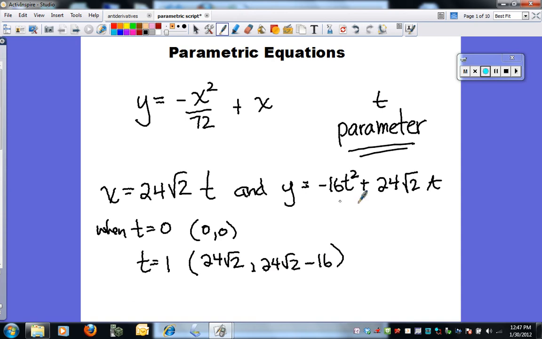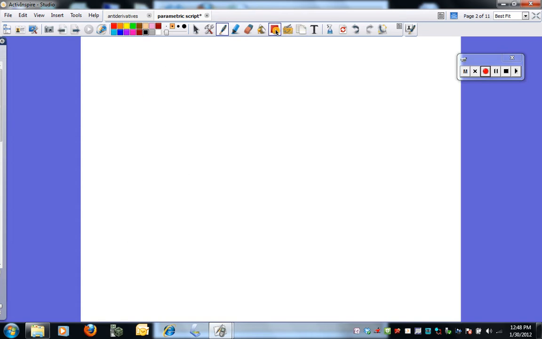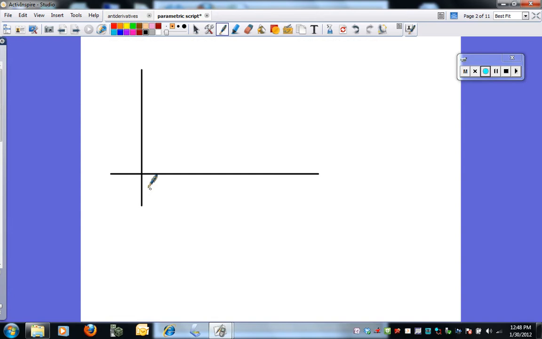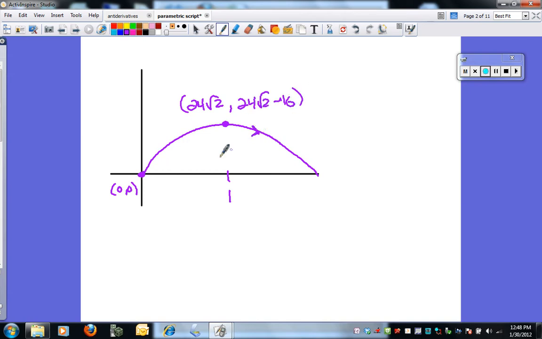For this particular motion problem, x and y are continuous functions of t, and the resulting path is called a plane curve. We'll explain a little bit later how to do this, but this is where we end up with a plane curve. This is at 1 second. This was at 0, this is 0, 0 here. And this is at 1. We have those points that we found before, 24 root 2, 24 root 2 minus 16. There's a direction to this. This is the object being launched at an angle of 45 degrees. And this is called a plane curve.